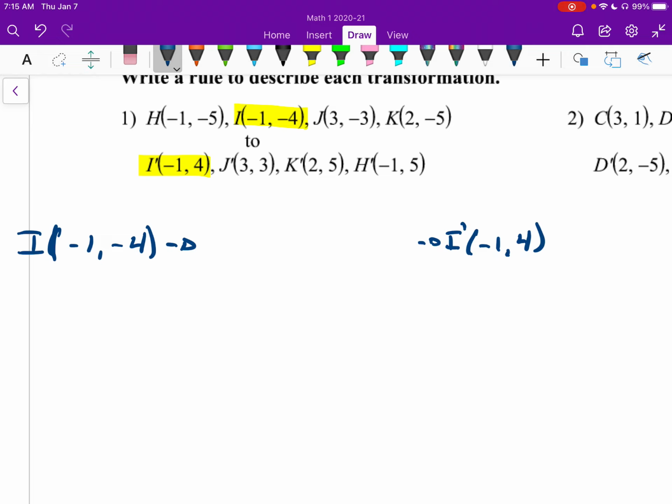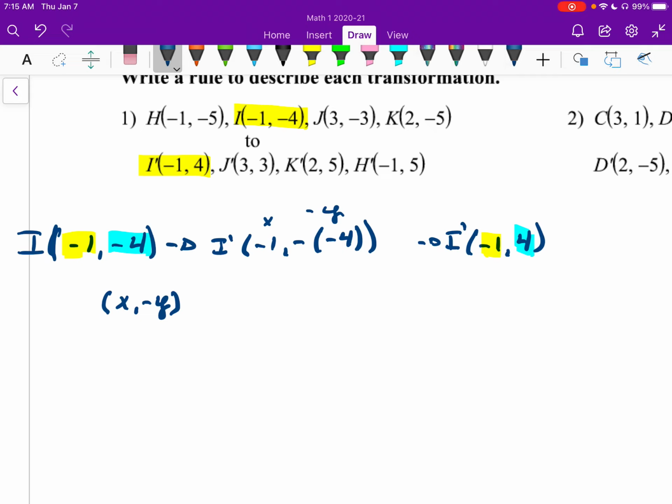Now what we want to see is what happened to it. How did it change? The negative ones stayed the same. But if we look at the -4, it turns into a +4. So we could say, well, this is like I prime is -1, -(-4), or something like that, right? Whenever you switch a sign, you add a negative to the front. So what I'm going to write in here is, this is like my x, and this is like -y, right? So my point formula is (x, -y).